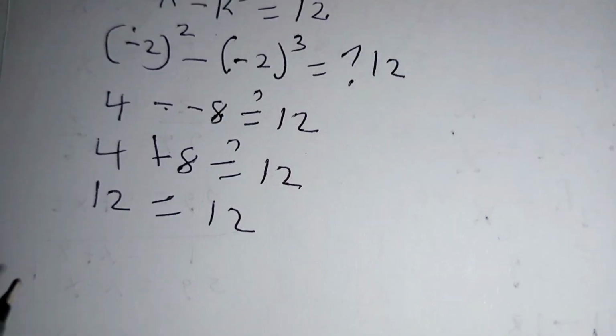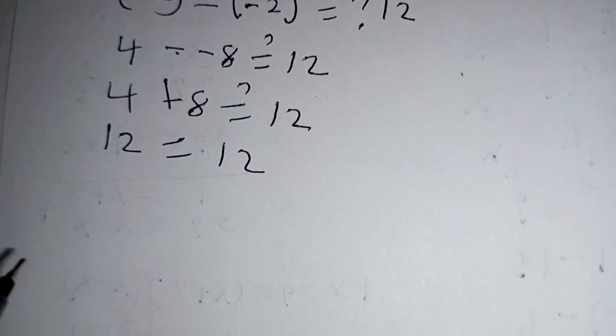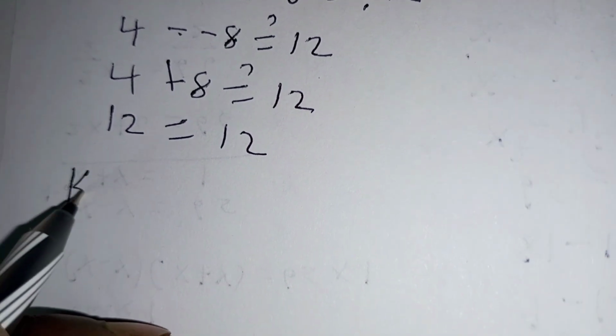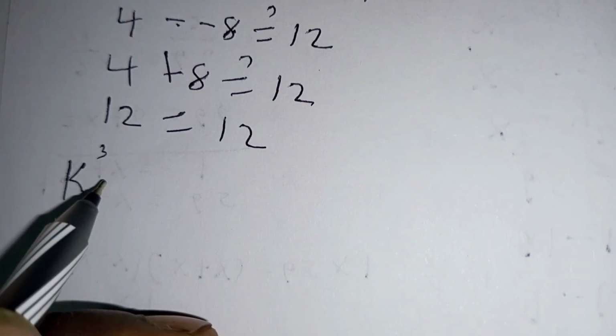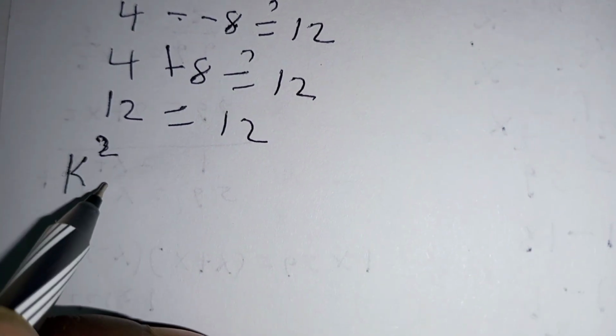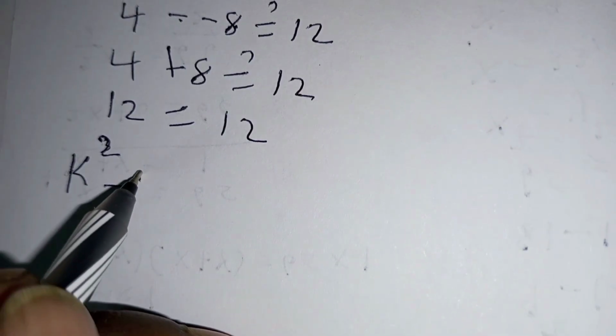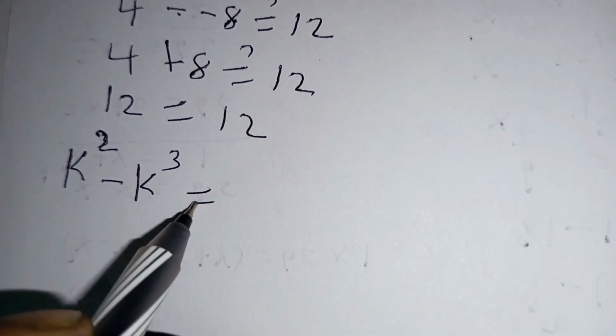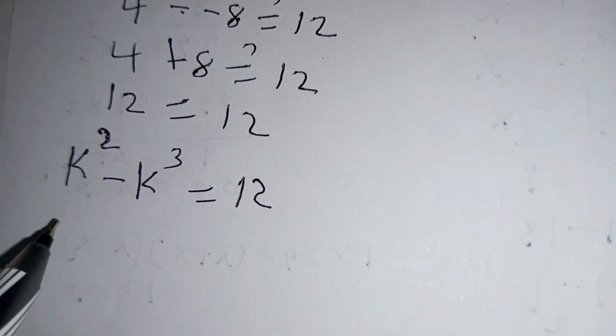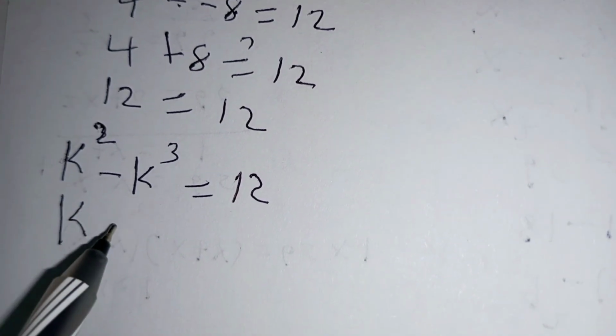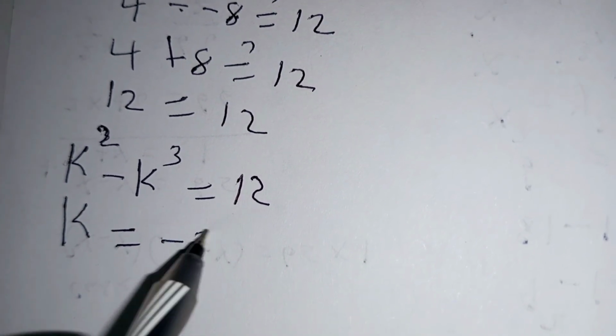So since now the left hand side is equal, it means that when you have k squared minus k cubed is equal to 12, the only real solution which we have is k is equal to negative 2.